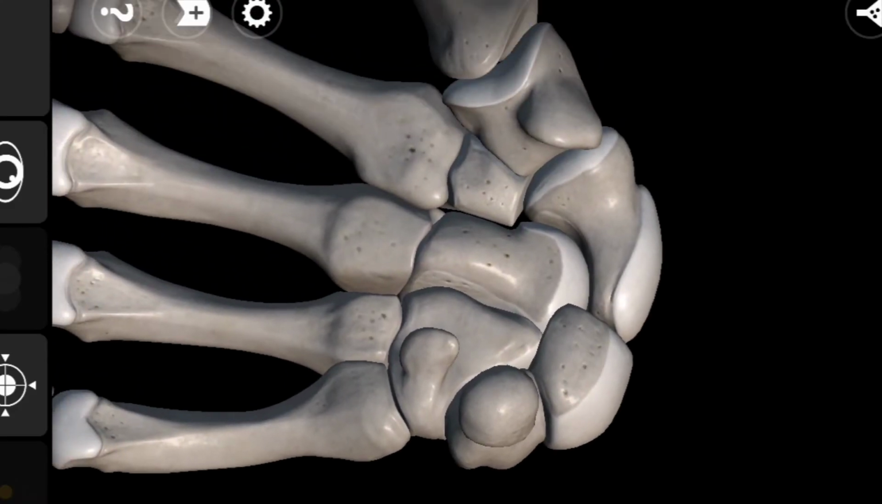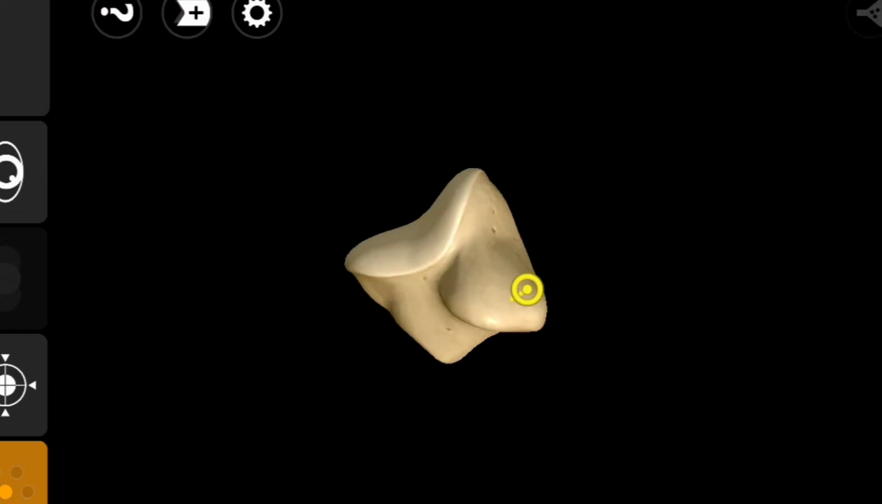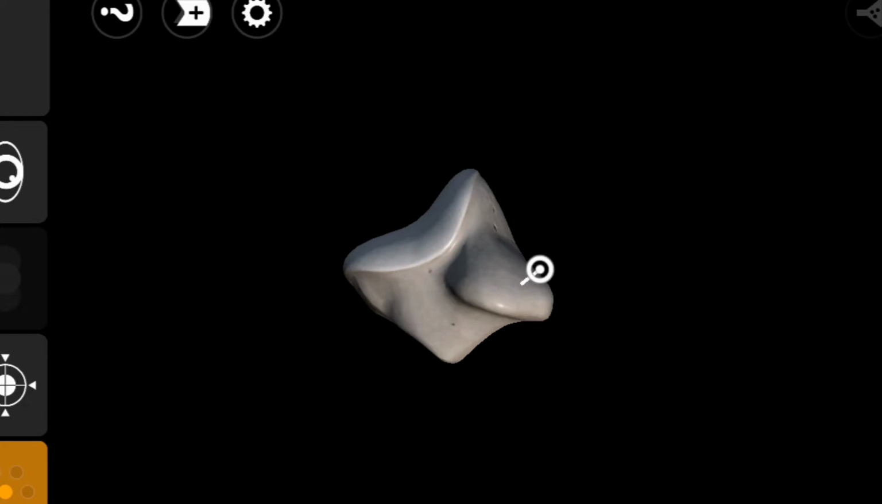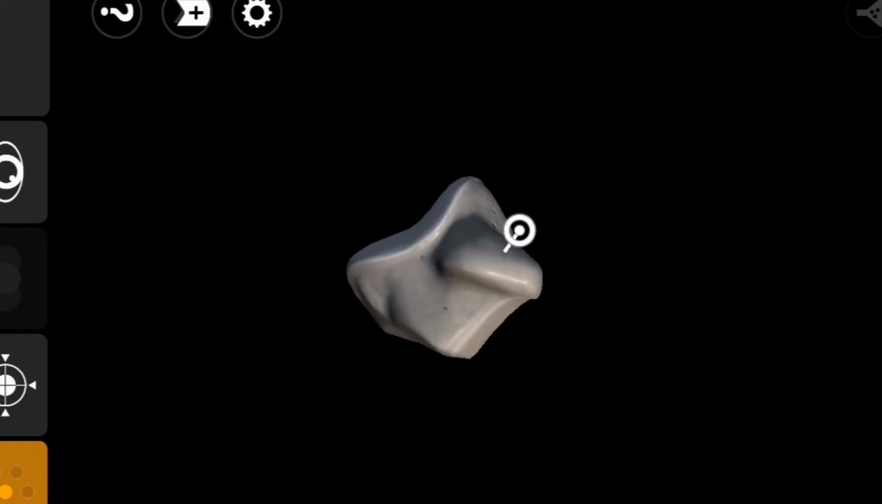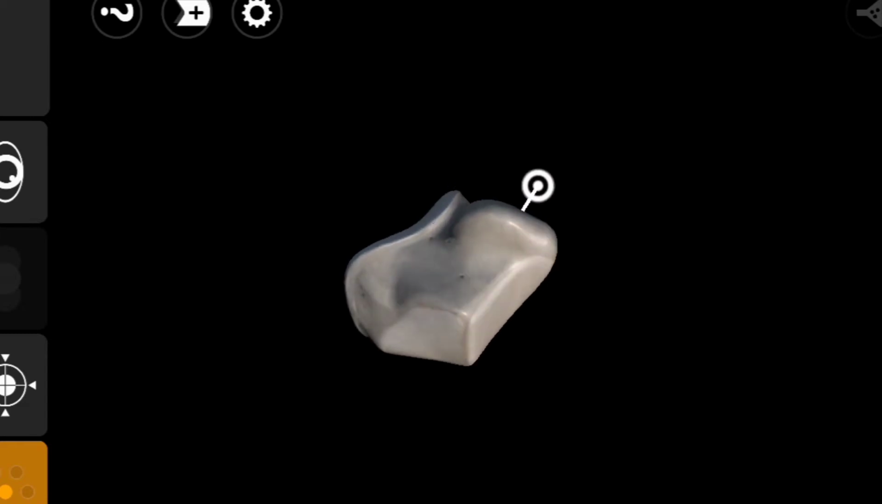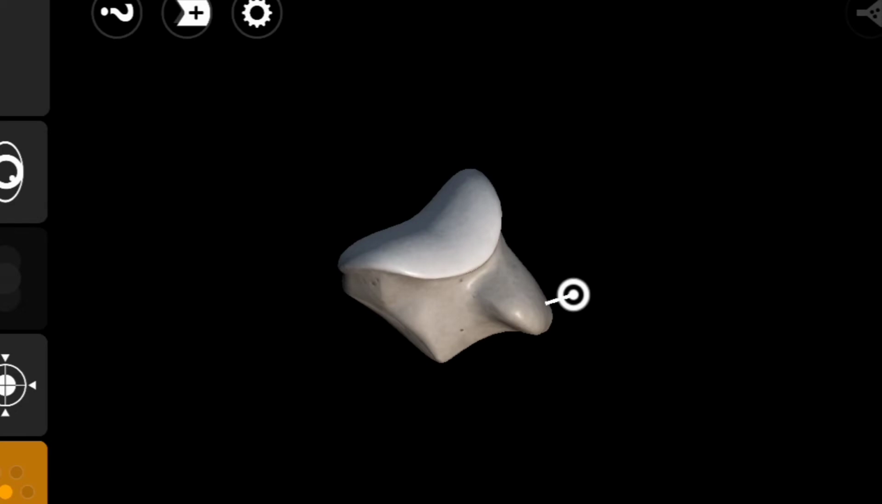And now we will see the distal row. This is the trapezium. It has a very large tubercle. This is the tubercle of the trapezium. Superiorly, or proximally, it joins with the scaphoid bone of the proximal row, and medially it joins with the trapezoid, and inferiorly it joins with the metacarpal bone of the thumb.